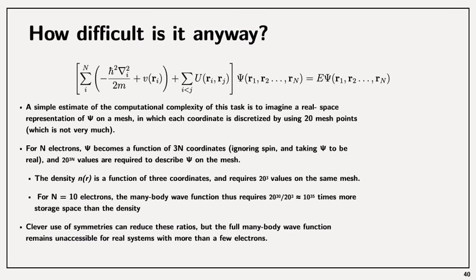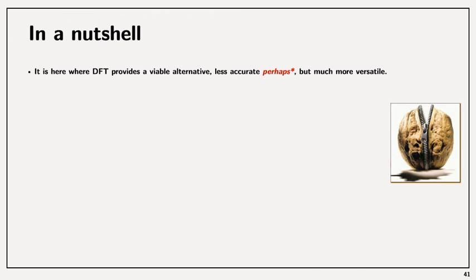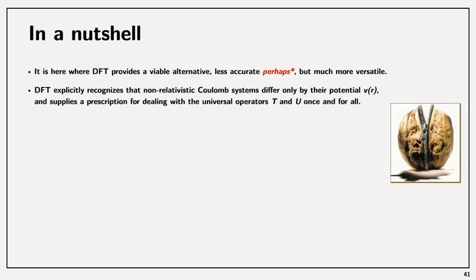So basically it would make it possible. But not only would it make it possible, it also tells you that you could not really solve for the wave function this way. So this is really a complicated problem that we are trying to solve. So in a nutshell, DFT provides an alternative. It could be less accurate, that's what we are going to describe, but we are going to explain how it can be done.